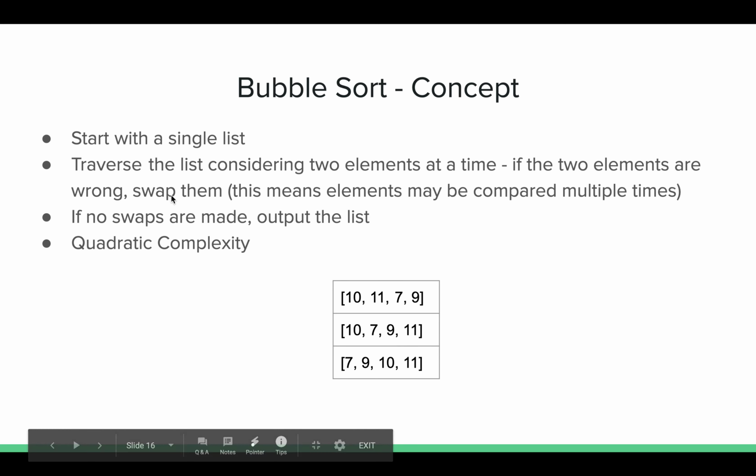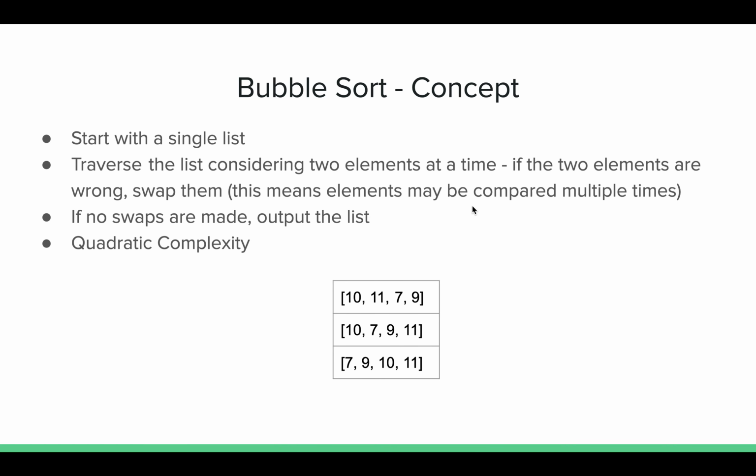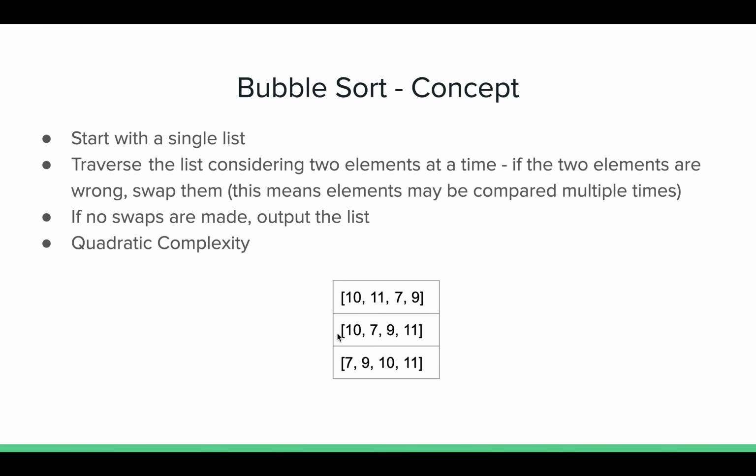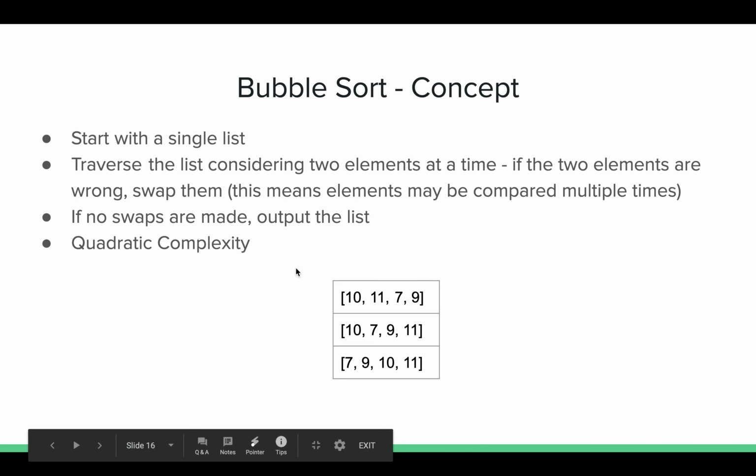But if we ever get to a point where no swaps are made, that means that the entire list is sorted. Because if no swaps are made, that means first element's smaller than the second, smaller than the third, smaller than the fourth, and so on. And then we just output the list. And then, again, this has quadratic complexity because we're traversing the list multiple times, and depending on how sorted or not sorted the list is, this could take a long time. I've included an example here that you can work through on your own time.